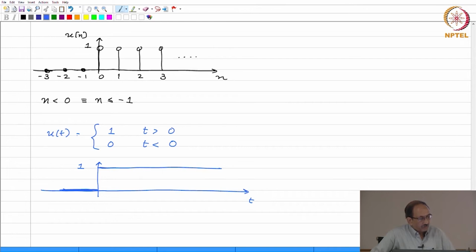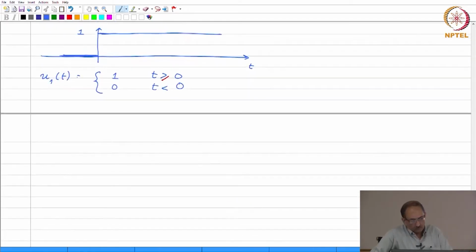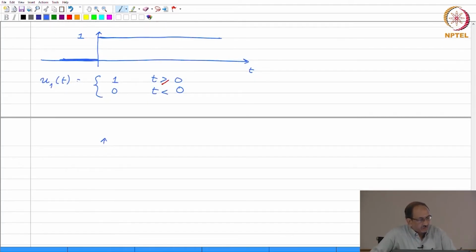But you must have perhaps encountered some slightly different definitions. For example, u of t could be 1 for t greater than or equal to 0 and 0 for t less than 0. So let me call this u1 of t. All right. So this is a different definition, and once you have seen this variation, you can also guess some of the other variations. So u2 of t could be 1 for t greater than 0 and 0 for t less than or equal to 0.